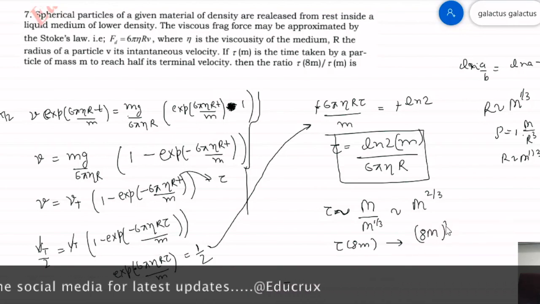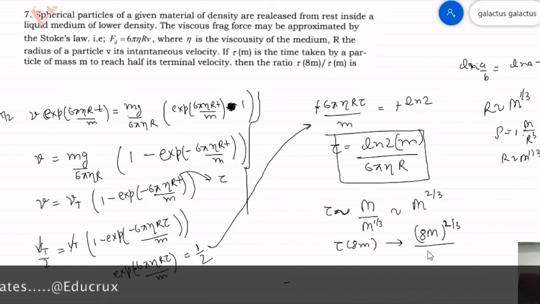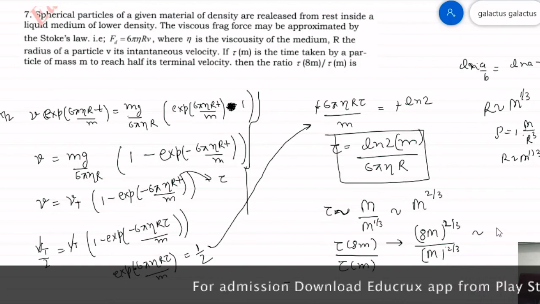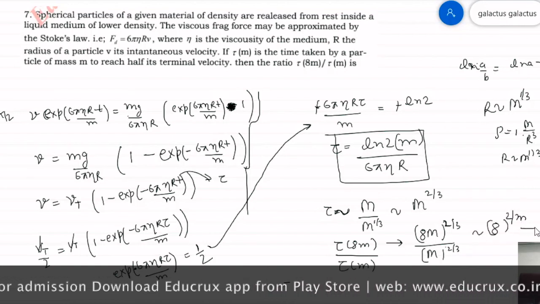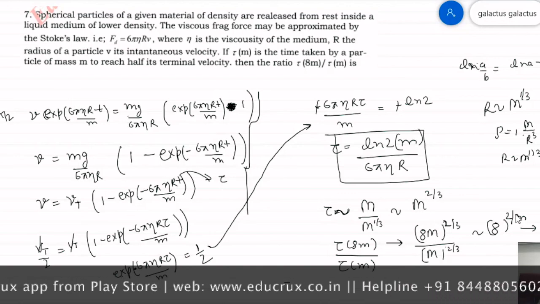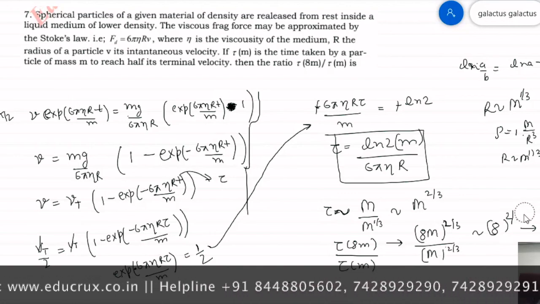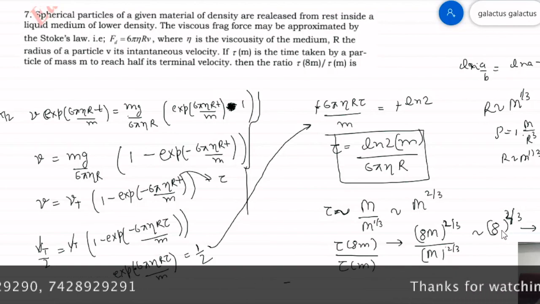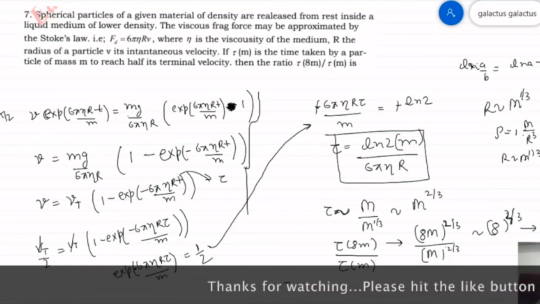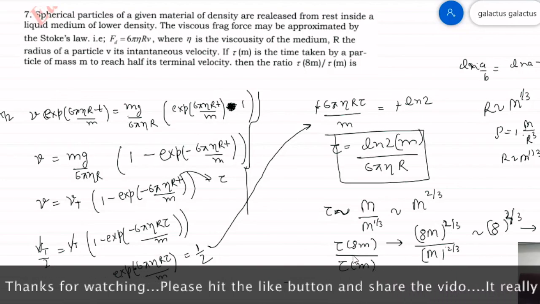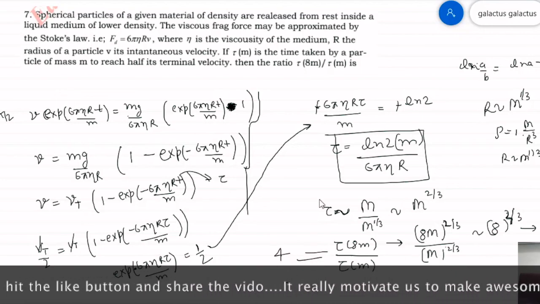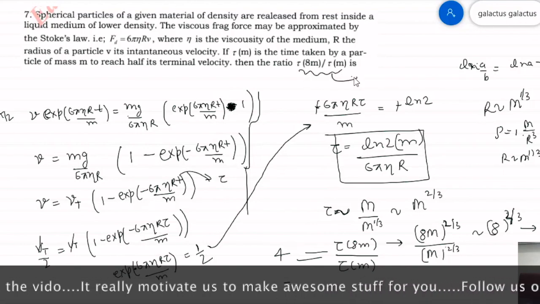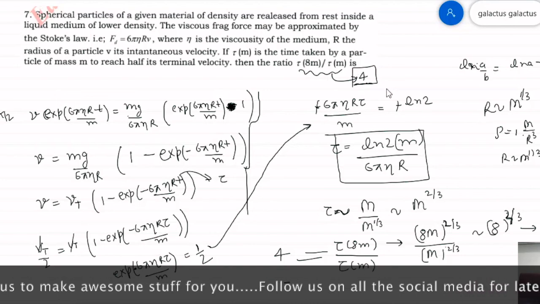So tau 8m is equal to 8m to the power 2 by 3 upon m to the power 2 by 3 for tau. So 8 to the power 2 by 3, sorry, I have to write 3 over here. So this will be 2 to the power 3, and I can change 8 to 2 to the power 3 upon 2 to the power 3. 3 and 3 will cancel out. So the ratio will be equal to 4. And 4 is our answer for this ratio. So 4 is the answer.